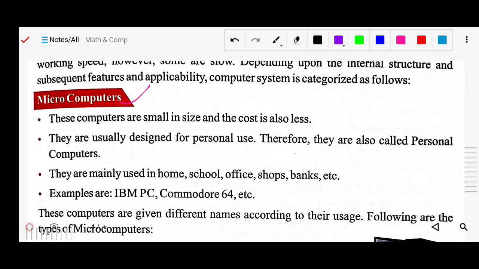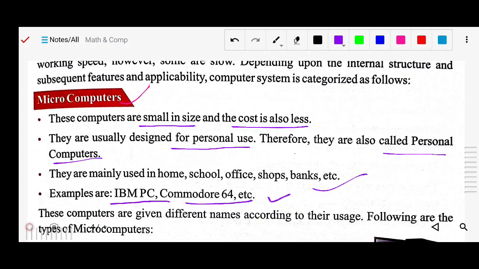Their size is small and cost is also less. They are usually designed for personal use, meaning the computer we buy for ourselves and use at our home is called a microcomputer. They are also called personal computers. They are mainly used in homes, schools, offices, shops, banks, etc. Examples of microcomputers: IBM PC, Commodore 64, etc.